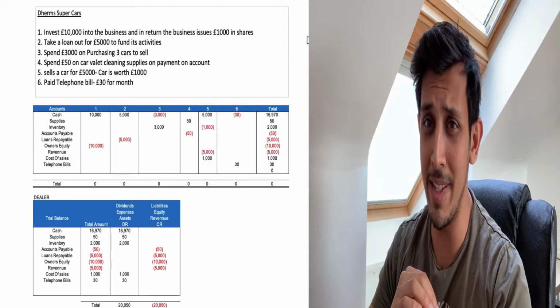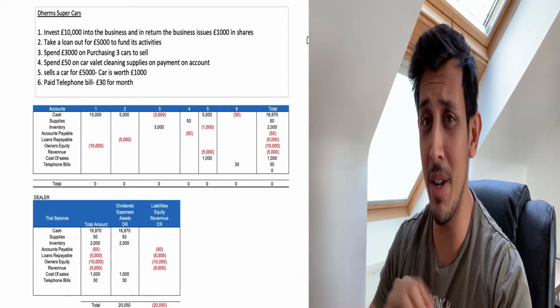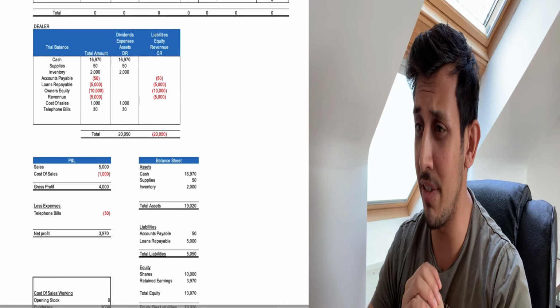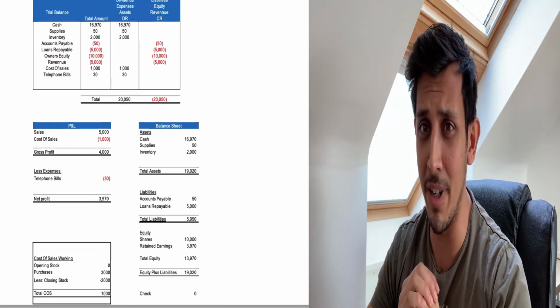But today we're just going to go through an example of a P&L and a balance sheet. So today I'm going to try and basically teach you a bit about accounting, as well as just going straight through an example. So today I'm going to set up my own company called Derm Supercars. Now, Derm Supercars is basically a car dealership, and it's something that I've always wanted to do, and I thought today I'm gonna go for it.